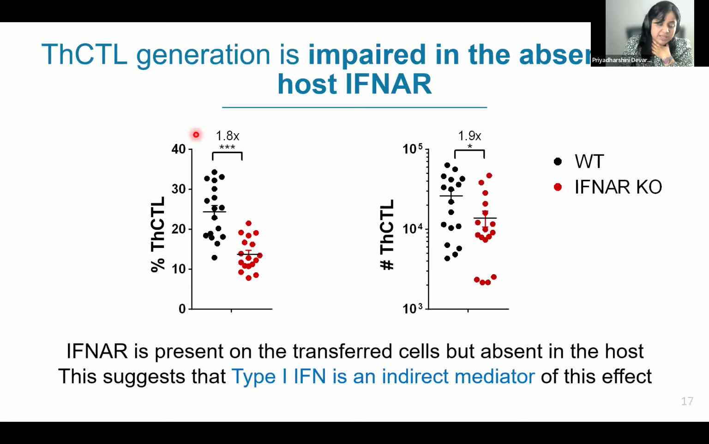And what we found was that the absence of IFNAR in the host mice resulted in decreased generation of cytotoxic CD4 T cells. And so this suggested to us that the IFNAR was important in host mice, even though IFNAR was present on the transferred cells. So this told us that type 1 interferon is an indirect mediator of this effect. The type 1 interferon was inducing something else during influenza infection, which was what was directly important for cytotoxic CD4 T cell development.